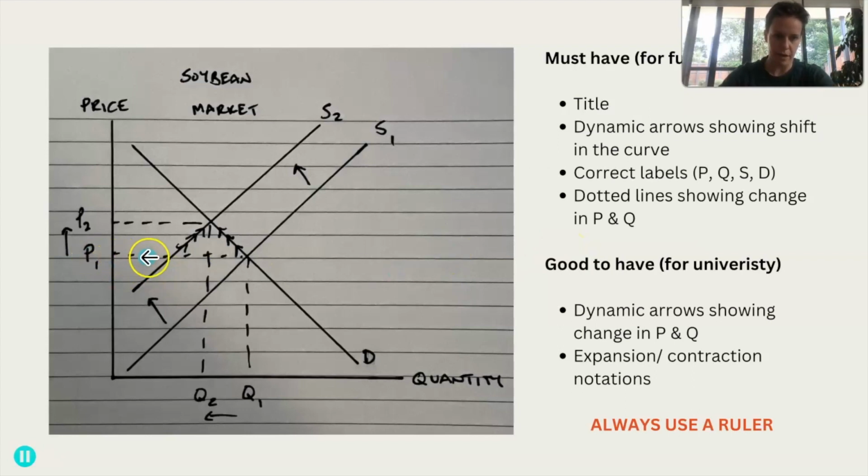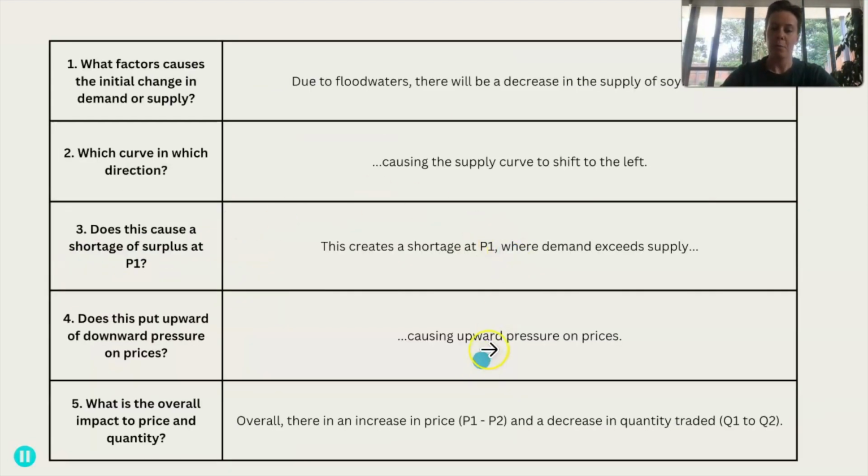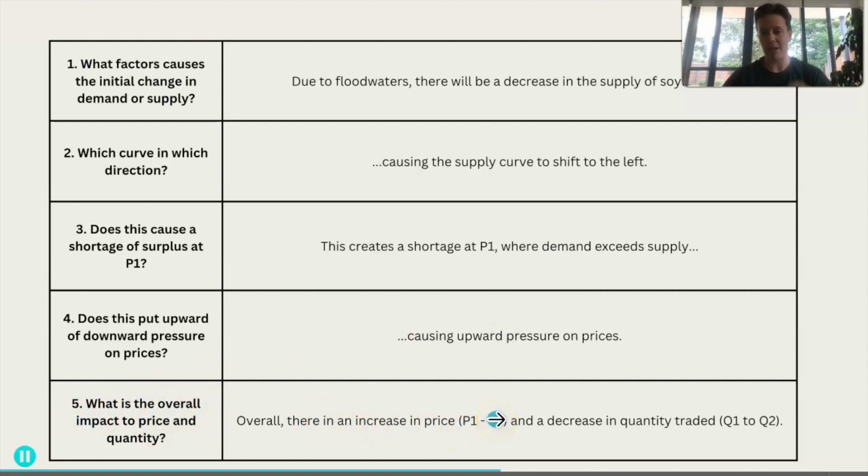If I follow the dotted line across, I can see that supply is the first intersection point, followed by demand being the second intersection point. I have a situation where demand is greater than supply. I must be dealing with a shortage, okay? This puts upward pressure on prices from P1 to P2. And overall, there's an increase in price, P1 to P2, and a decrease in the quantity traded, Q1 to Q2, right?